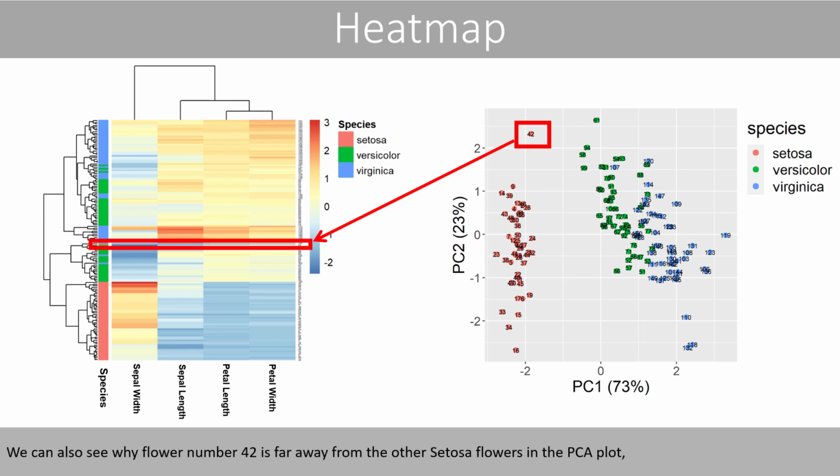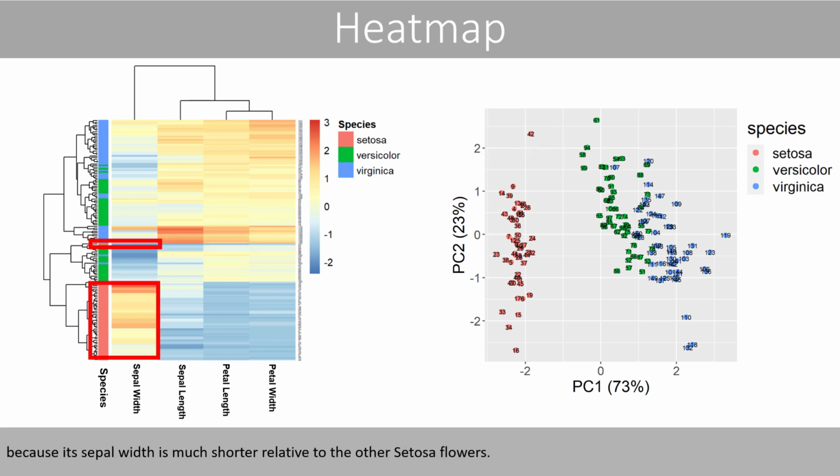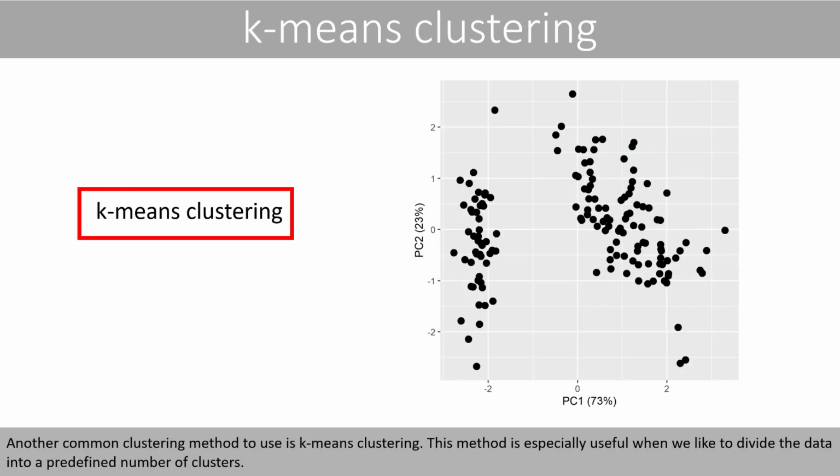We can also see why flower number 42 is far away from the other setosa flowers in the PCA plot, because its sepal width is much shorter relative to other setosa flowers.